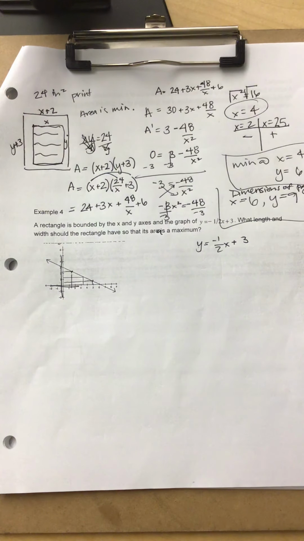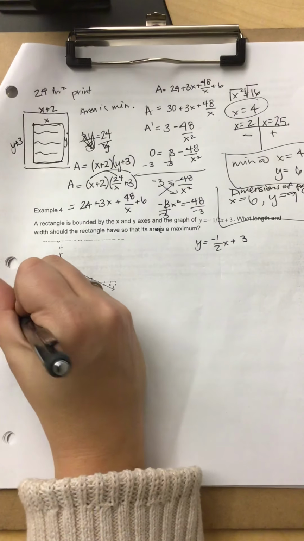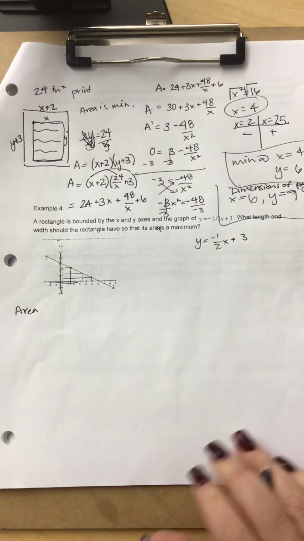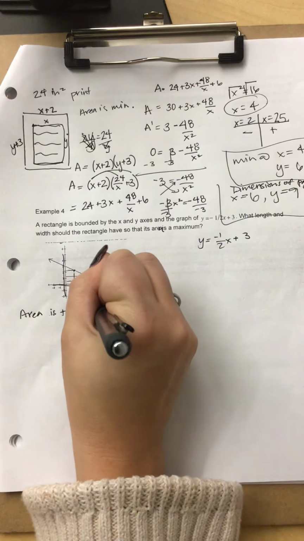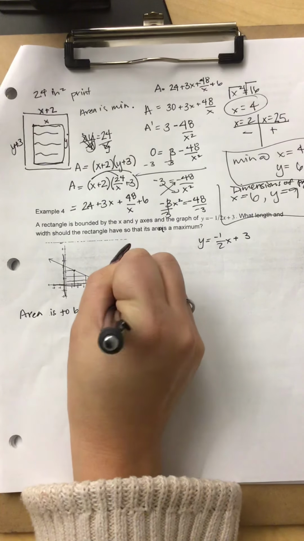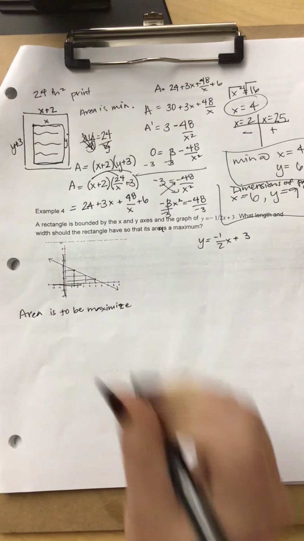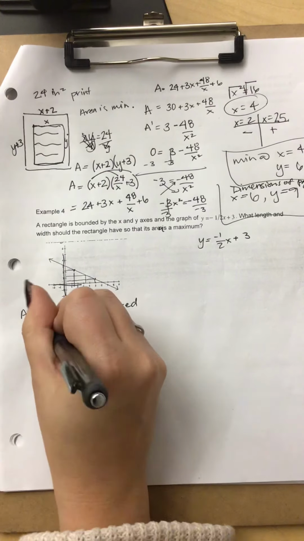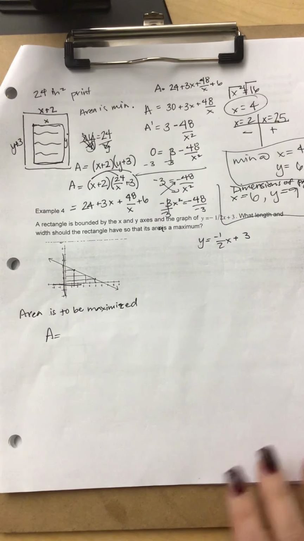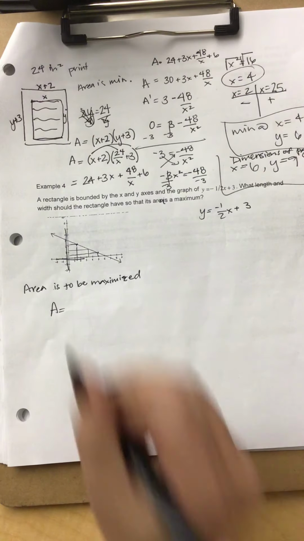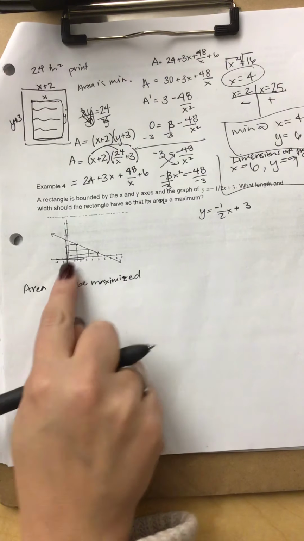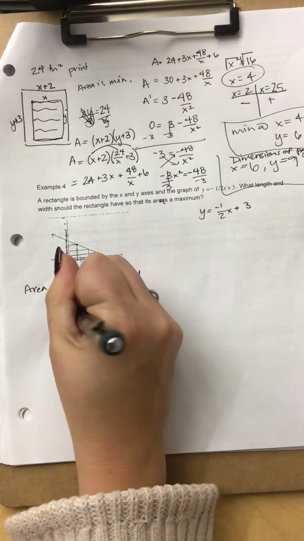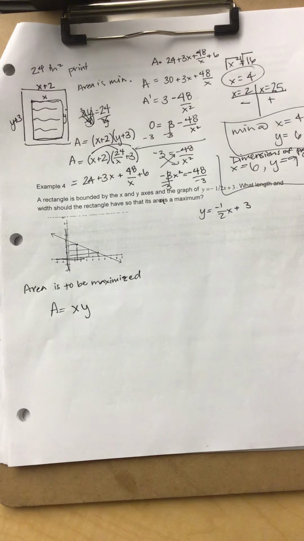All right, so what length and width should the rectangle have so that its area is a maximum? Step 1 has always been figure out what you're maximizing. Area is to be maximized. What's the area of a rectangle? Length times width, but for us, it's going to be the x value times the y value. X and Y. No Zs.